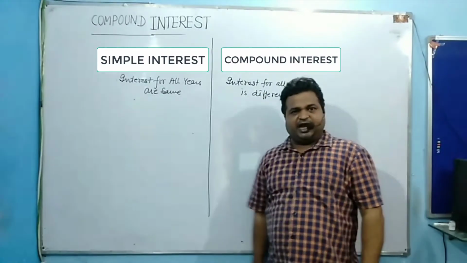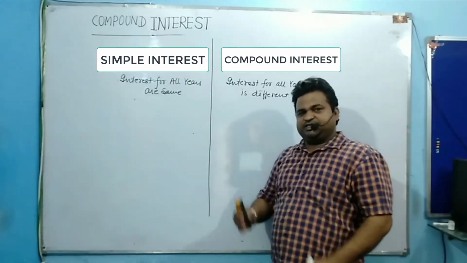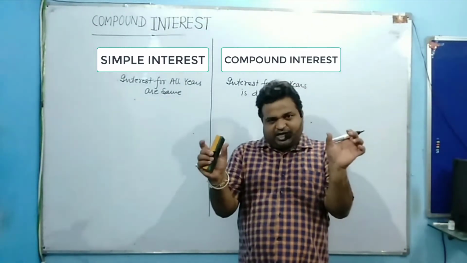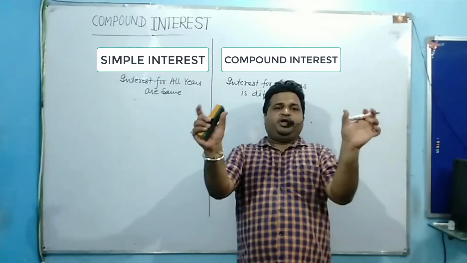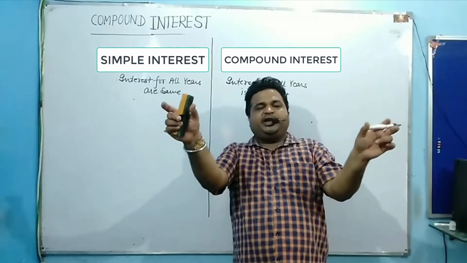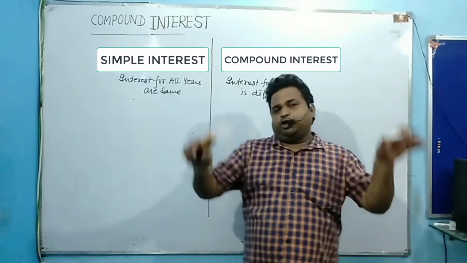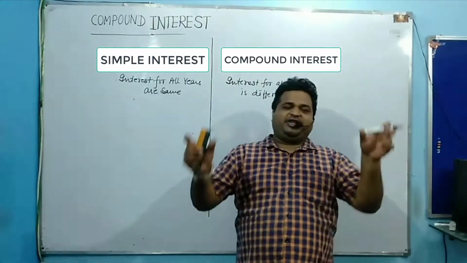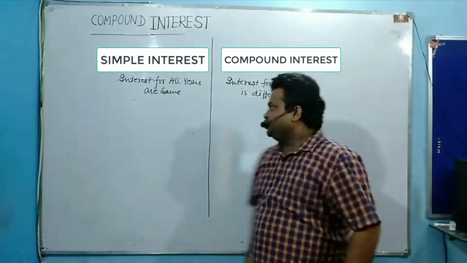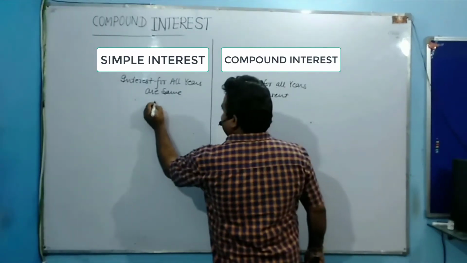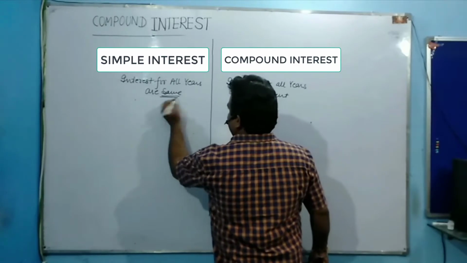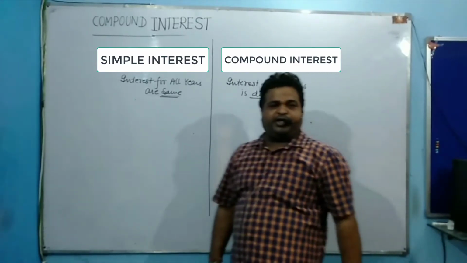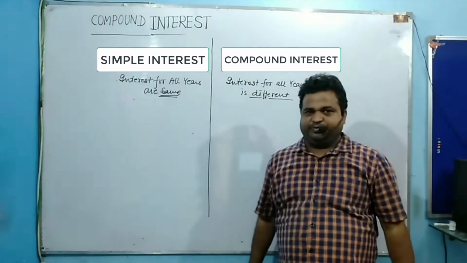Previously, in the previous case, I discussed that for the first year simple interest is 100, and compound interest is also 100. So for the first year, both values are the same, no problem. Both give the same interest value. But after 1 year, there is variation. Simple interest and compound interest differ from each other.